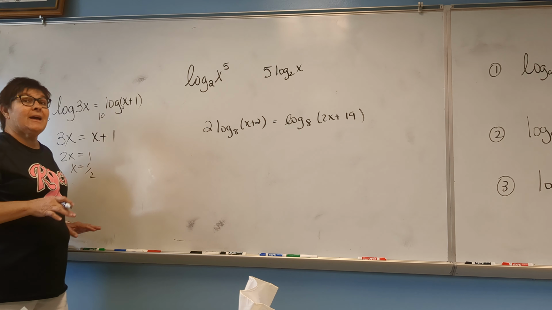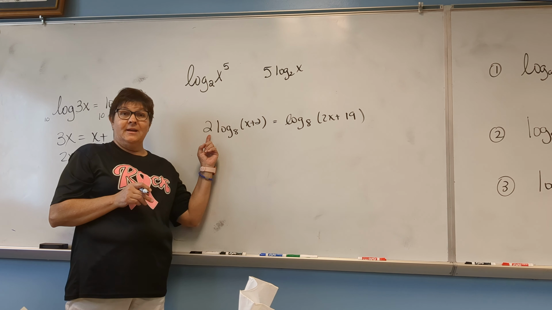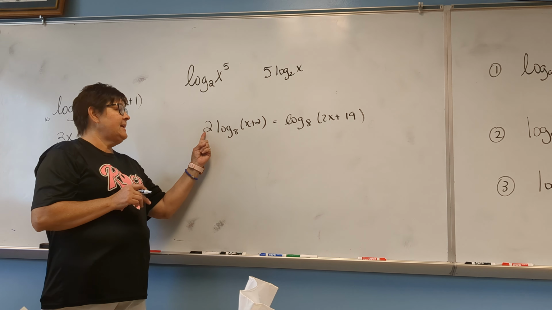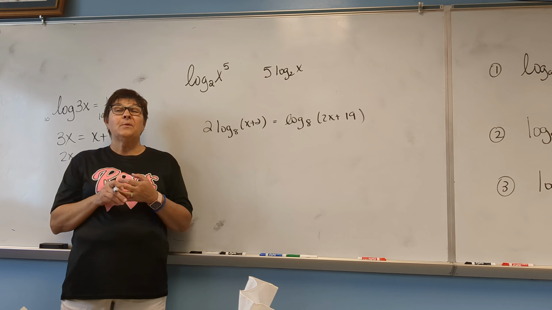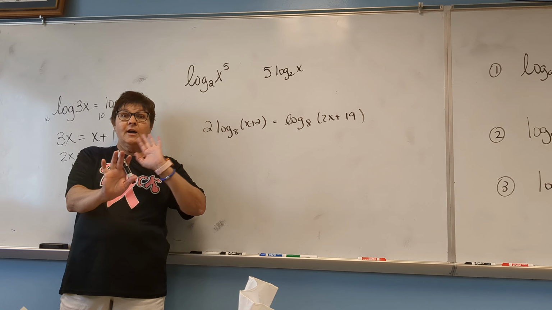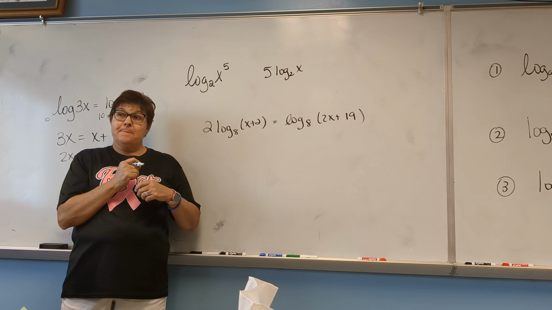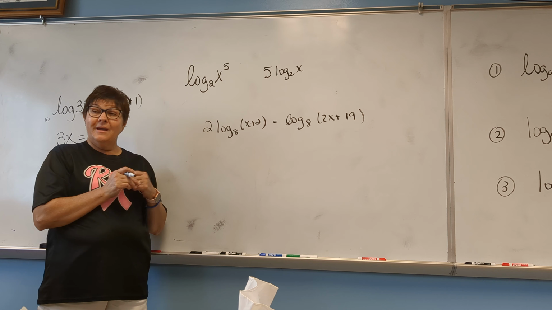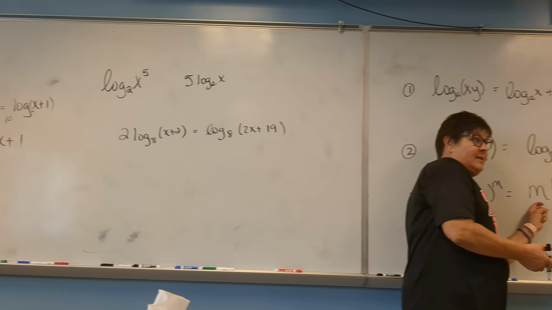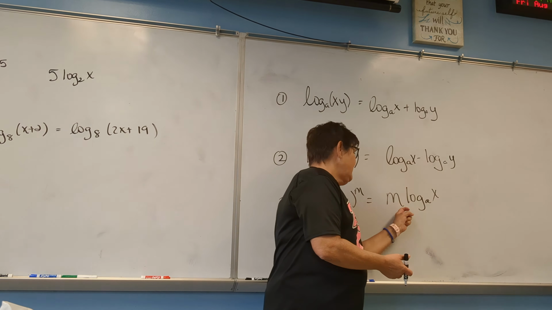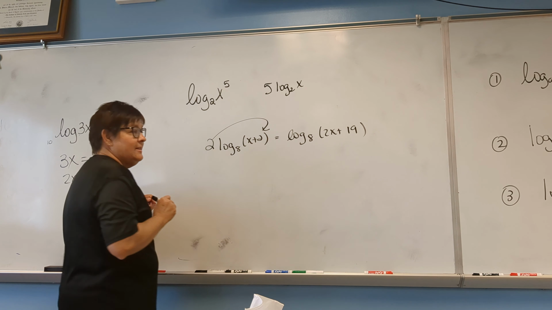Over here, I got a little hiccup. I got a 2 in front. However, I know how to take care of that 2 in front. What can I do to get rid of that thing out front? So I only have log of junk and log of junk. You put it in the exponent. Yes. Why can I do that? Because if 2's out front, I could rewrite it with 2 as an exponent. Does that make sense? So I can take this 2 and put it right there.